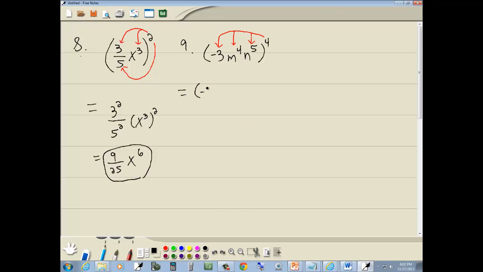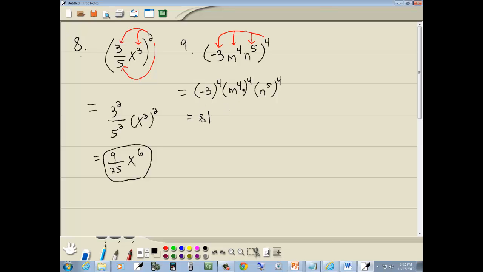So we're going to take negative 3 to the 4th power. We're going to take m to the 4th to the 4th power. We'll take n to the 5th to the 4th power. Well, negative 3 times negative 3 is 9, times another negative 3 is negative 27, times another negative 3 is 81.